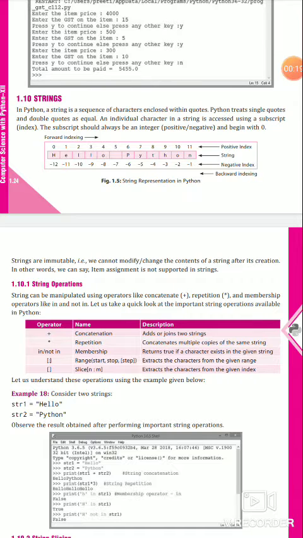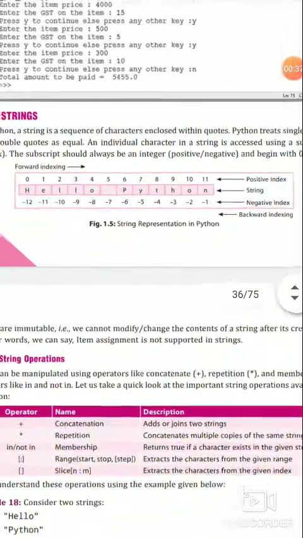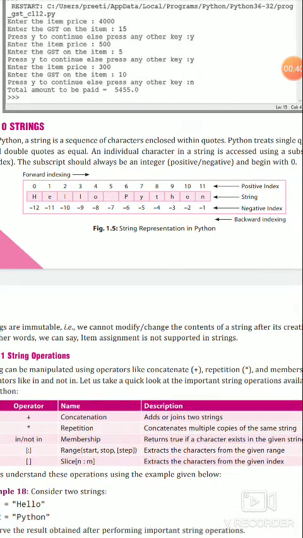An individual character in a string is accessed using a subscript, that is, a square bracket and an index number. The subscript should always be an integer, which can be positive or negative, and begins with 0. Here we can see the diagram of indexing: in the string hello python there are 12 members or 12 characters including space, and we can access them through their index numbers 0, 1, 2, 3, 4 to 11 for positive index, and for negative index it starts from -1 to -12.